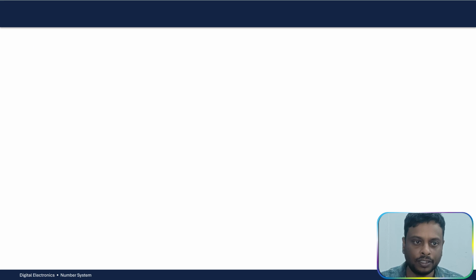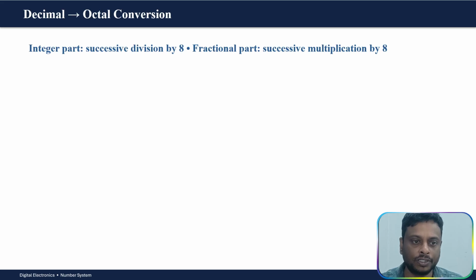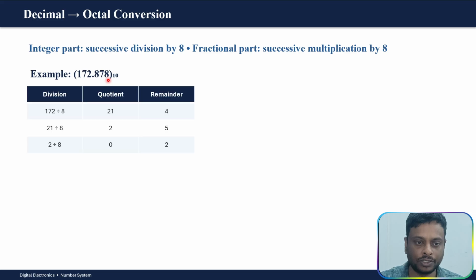Okay. Next is your decimal to octal number system. So in this case also you have to do successive division by 8. Okay. The fractional part you have to multiply by 8. So this is our decimal number system. You need to find out the octal number system. So 172 divided by 8. So these are the remainders. So it is 254. Okay. That is the integer part.